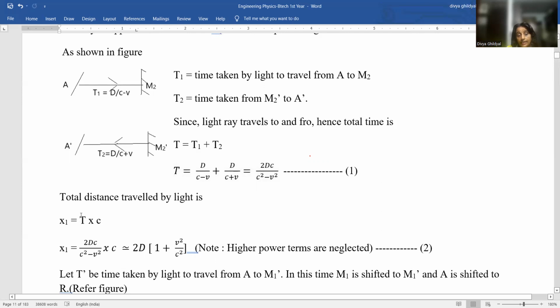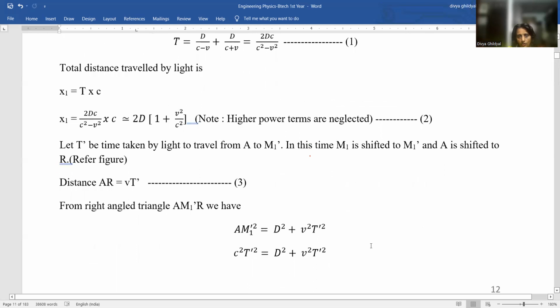Distance traveled is equal to speed into time. Speed, light travels with velocity of light only. So total distance traveled becomes, we put this value of T, which we have obtained here, 2DC upon C square minus V square in this expression, and we get, taking approximation, 2D into 1 plus V square by C square, where we did binomial expansion of this and neglected the higher order terms.